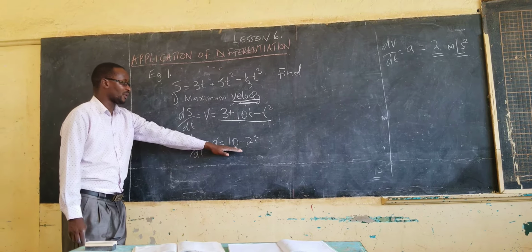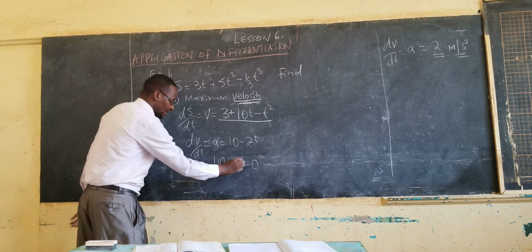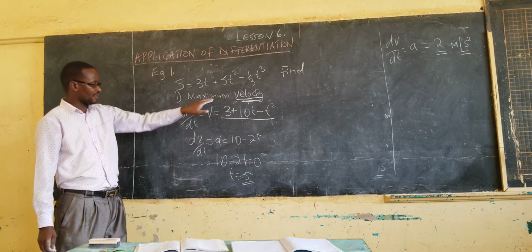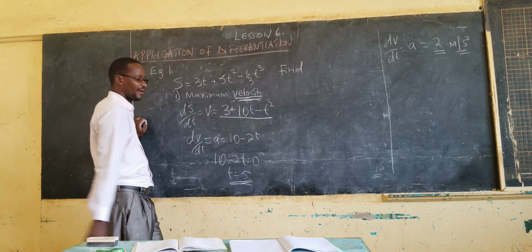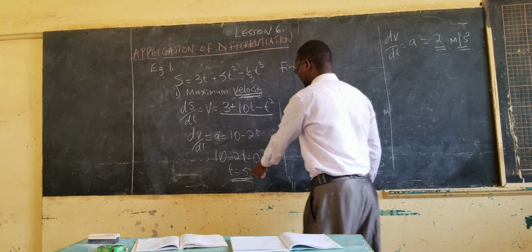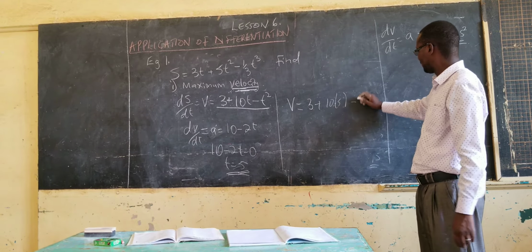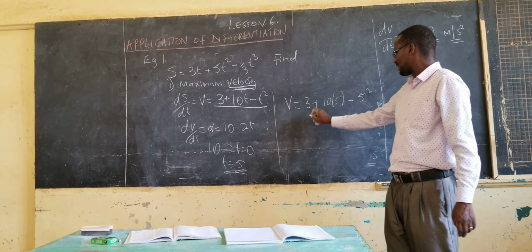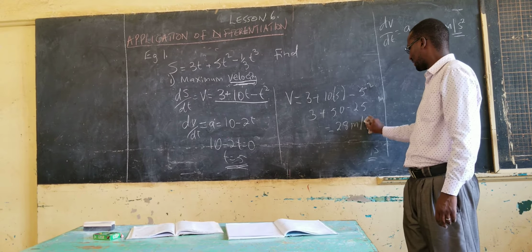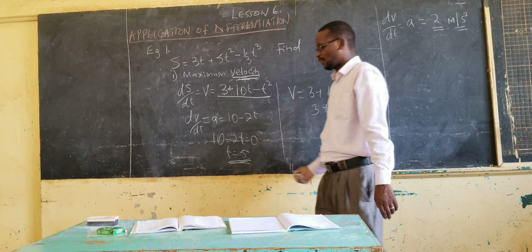So we differentiate velocity and equate to zero. 10 minus 2t is equal to zero at maximum. So we get our value of t is equal to 5. But the question requires that we get maximum velocity itself. So we will take this 5 and substitute it in the equation for velocity. So v is equal to 3 plus 10 times 5, where t is equal to 5, minus 5 squared. This gives you 3 plus 50 minus 25. And that gives you 38 meters per second. So this is the maximum velocity for this particular particle.